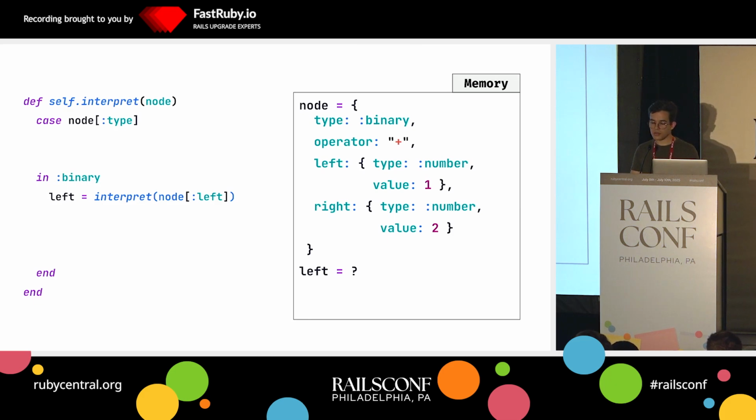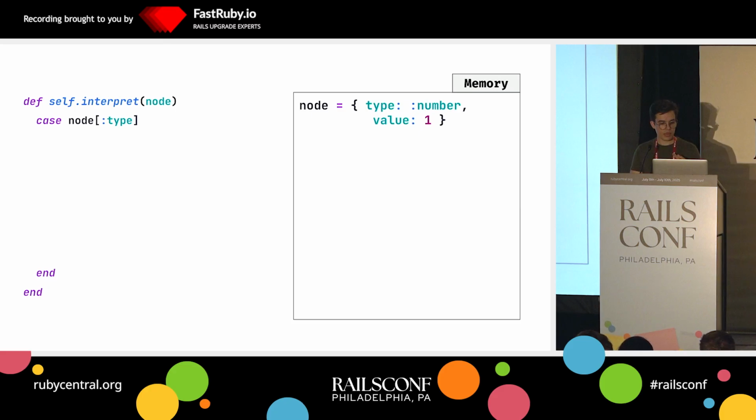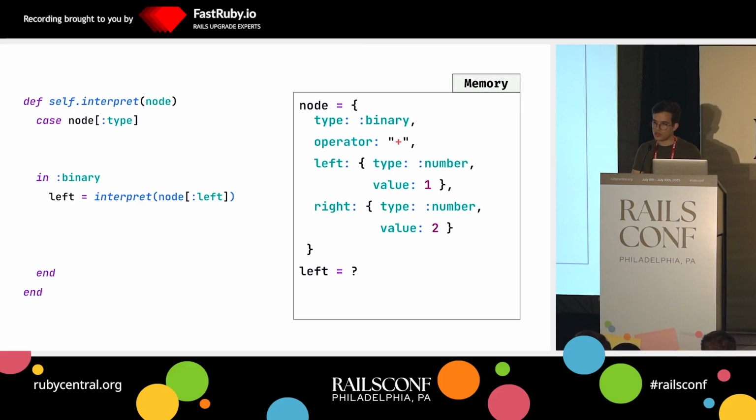And now we try to interpret the left side. So this will call the function recursively. We are now interpreting the left side. We check its type. It's a number now, so we'll return its value, in this case 1. So on the left side, we have 1. Now we interpret the right side, and it's the same thing, and we'll get 2 back.